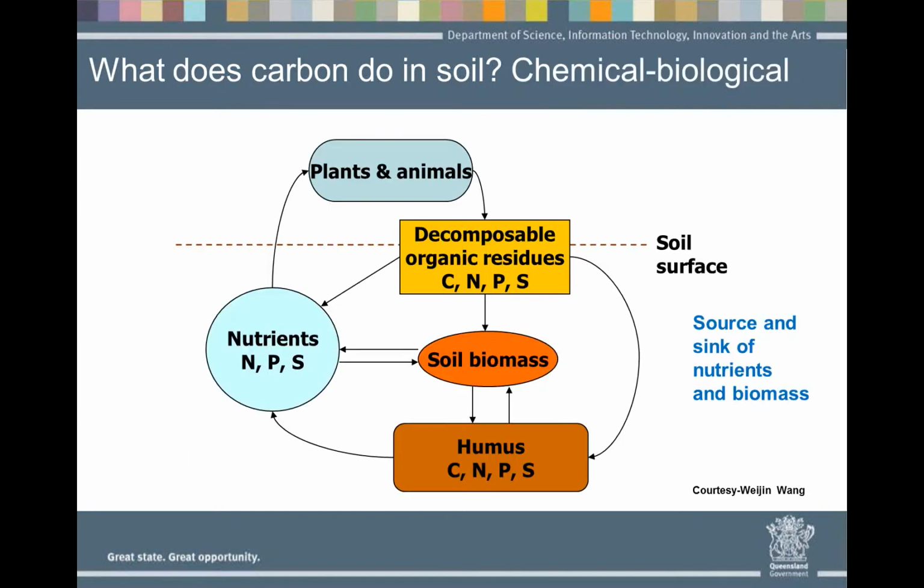So this is just a part of this, where it plays a major part in terms of providing nitrogen, to a large extent also phosphorus, and to some extent sulfur to the soil. And once they are mineralized in soil, they are taken up by the plants, and the plants are used by animals. So the cycle repeats itself.